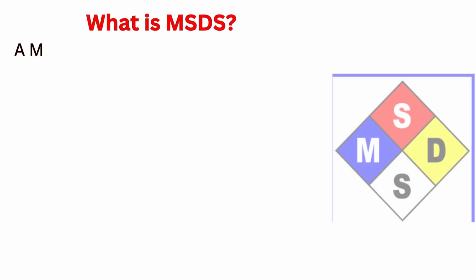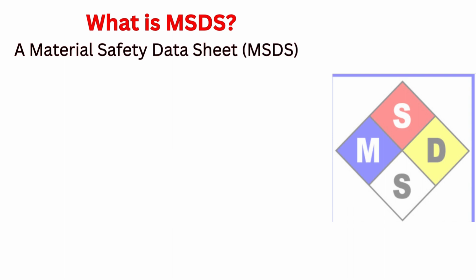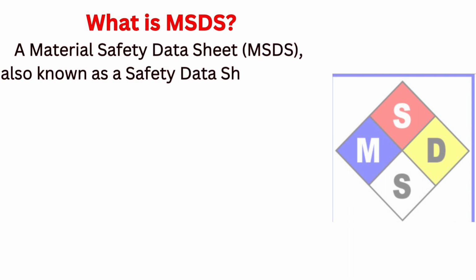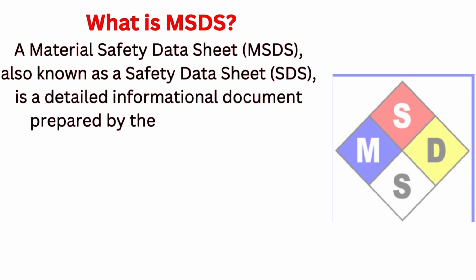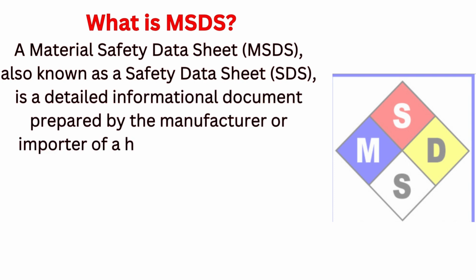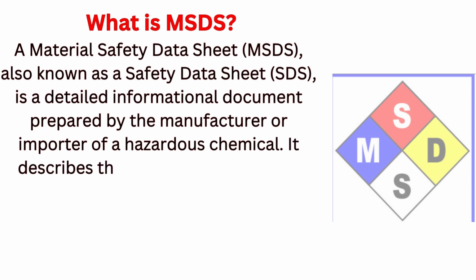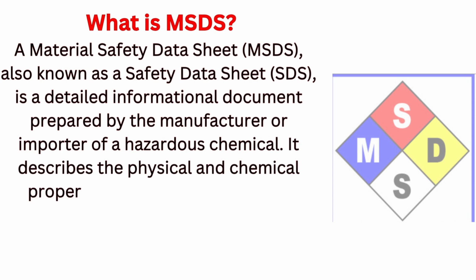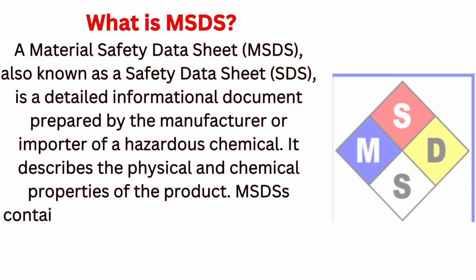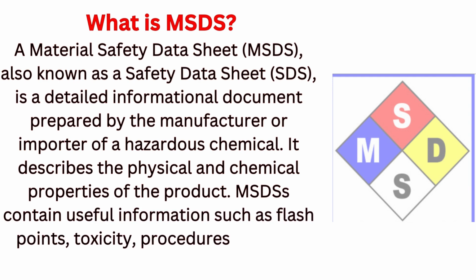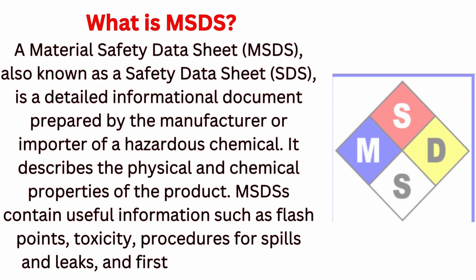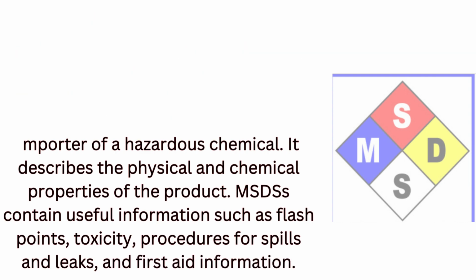What is MSDS? A material safety data sheet, also known as a safety data sheet, is a detailed informational document prepared by the manufacturer or importer of a hazardous chemical. It describes the physical and chemical properties of the product. MSDS contain useful information such as flashpoints, toxicity, procedures for spills and leaks, and first aid information.